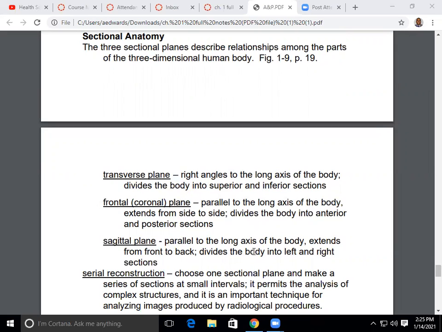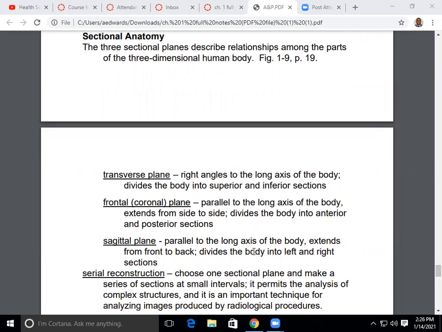Okay. Now we also have the frontal plane or coronal plane. So here, if we cut the body this way, where you have a front part and a back part, that's frontal. If you remember the name, if you've got a front portion, that's the frontal plane. It divides you into front, which is anterior, and back, which is posterior.